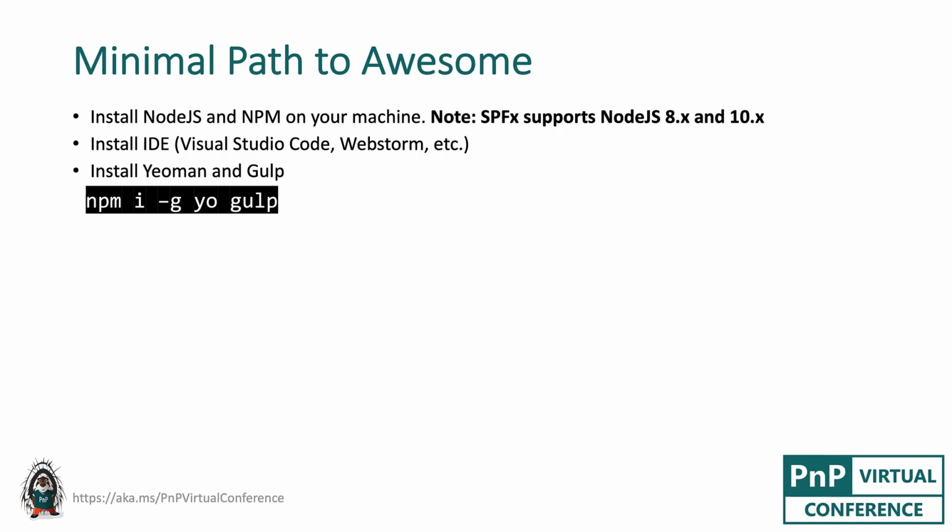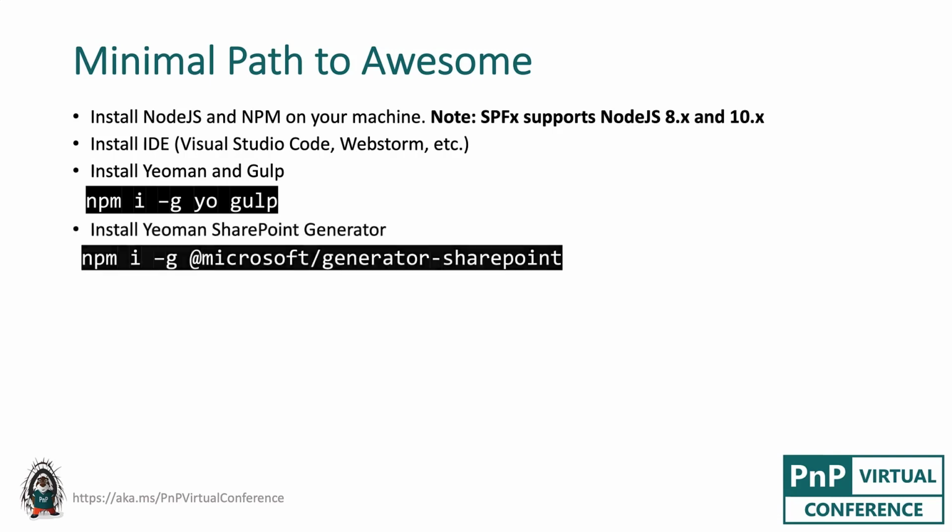The next step is to install Yeoman and Gulp. This is done using npm. i is an install shortcut, the -g parameter shows that these modules are installed globally and will be available across your machine. yo is a shortcut for Yeoman, and gulp is Gulp. Next, install the Yeoman SharePoint generator, and again we are installing it globally using the -g parameter.